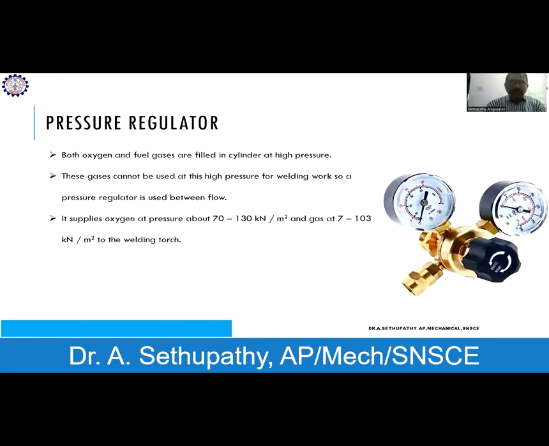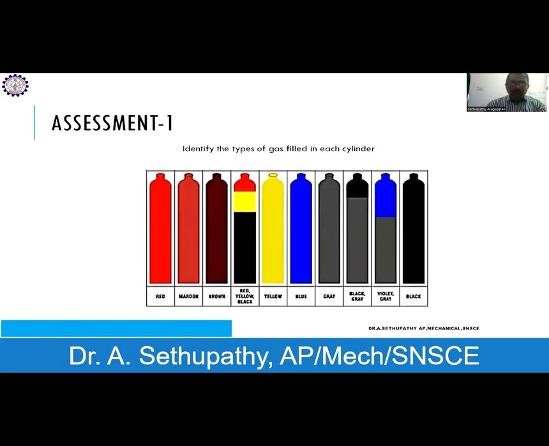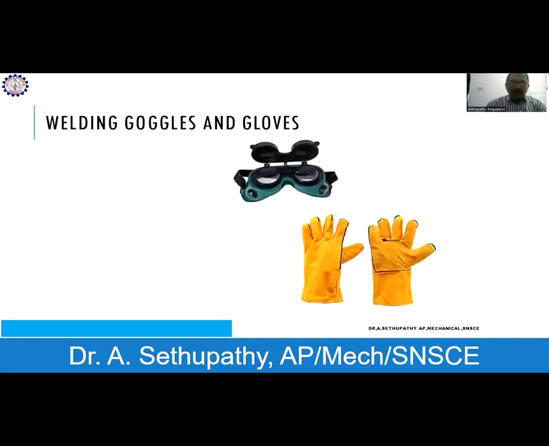With the pressure regulators, we can control the pressures, because for thick plate and thin plate we use different types of workpieces. Both oxygen and fuel gases are filled in the cylinder at high pressure. These gases cannot be used at this high pressure for welding work, so a pressure regulator is used in between. It supplies oxygen at a pressure of about 70 to 130 kilonewton per meter square and the fuel gas at 7 to 103 kilonewton per meter square to the welding torch. This is the assessment of which type of gas is filled for each color.